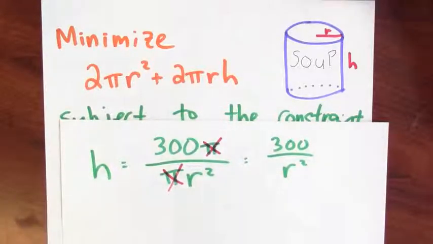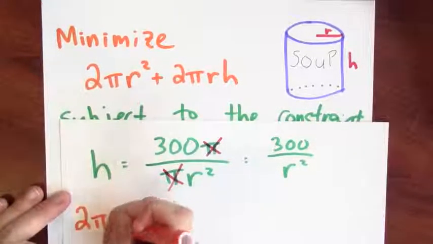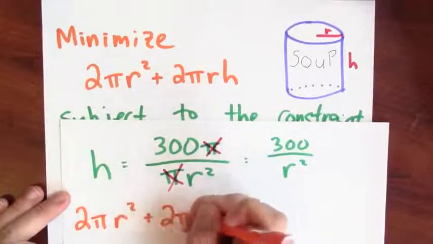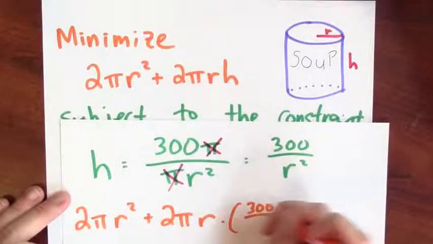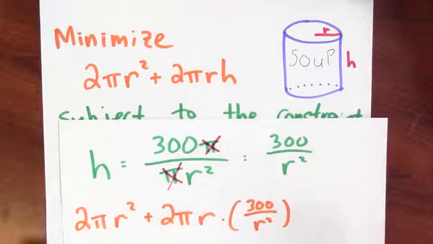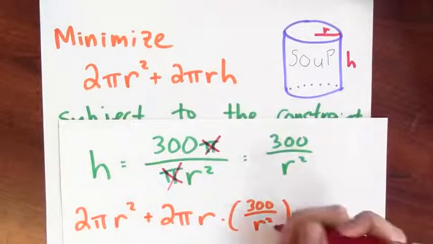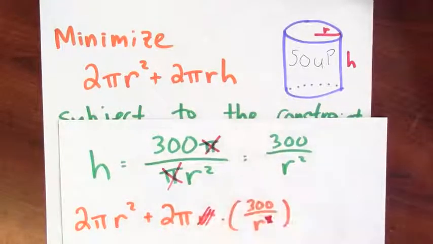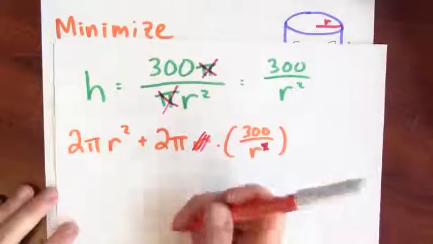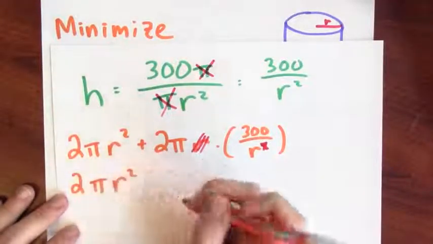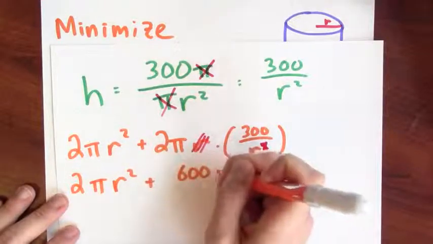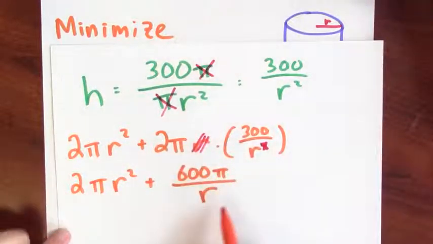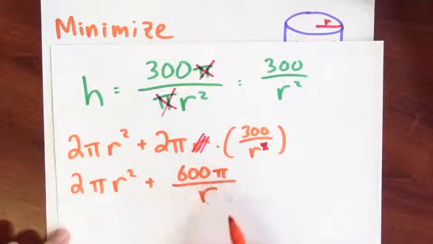So here we go. The thing I'm trying to minimize now is 2 pi r squared plus 2 pi r times h, but h, in order to satisfy the constraint, is 300 over r squared. And now I can simplify this a little bit further, right? I've got an r and an r squared here, so I can get rid of this square and get rid of this r, and then the thing I'm trying to minimize is 2 pi r squared plus 2 pi times 300, which is 600 pi, divided by r. So this is the quantity that I'm trying to minimize.